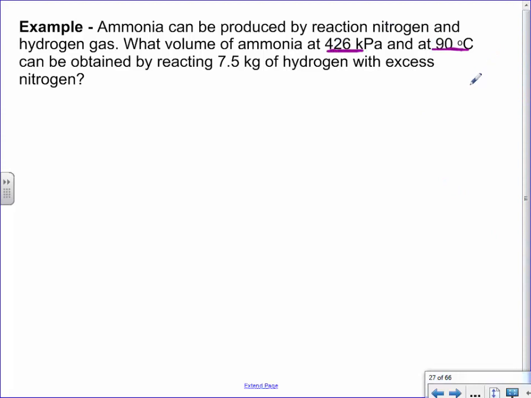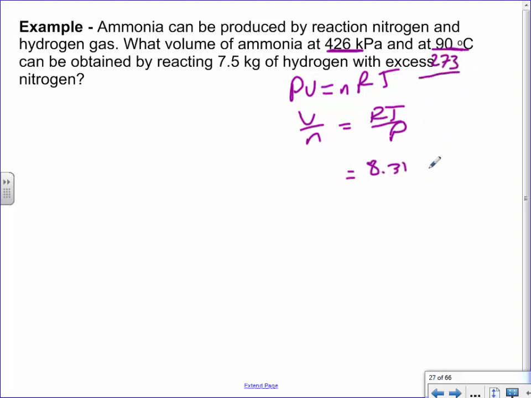These numbers right here are not STP or SATP. So I'll take PV equals nRT. I will rearrange it to volume over moles equals RT over P. It'll be 8.31, and let's see, add 273 to it. That's going to be 363. So I have a molar volume that I calculated of 7.08 liters per mole.